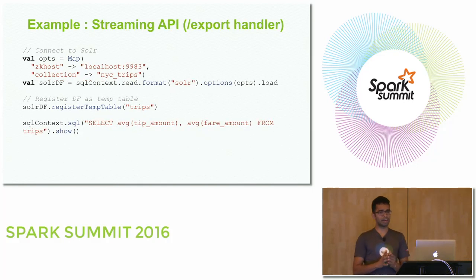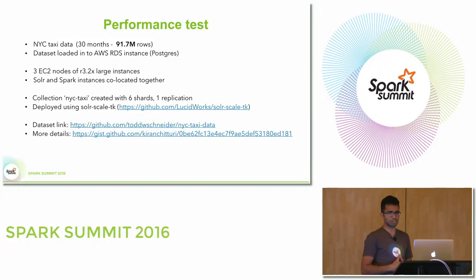And the next is the Streaming API. To use the Streaming API, you don't need to do anything. Here I'm querying 2 fields, tip amount and fare amount. If these 2 fields already have doc values enabled, then the code underneath will use the Streaming API by default. It determines what fields you are querying and what the schema of those fields is, whether they have doc values enabled or not, and then it automatically switches to the Streaming API based on the fields you are querying.